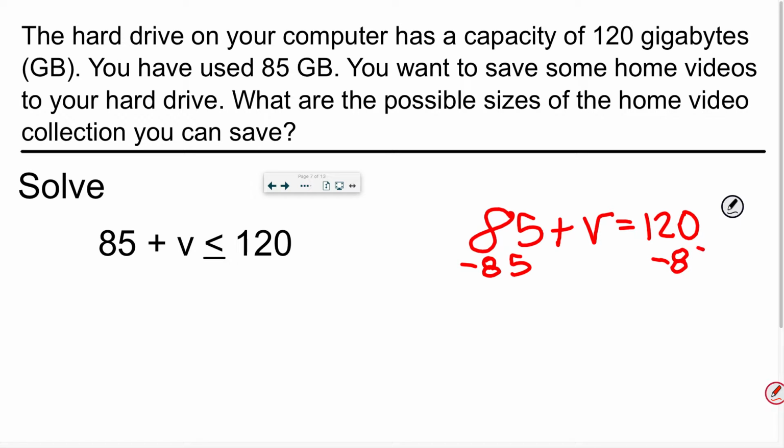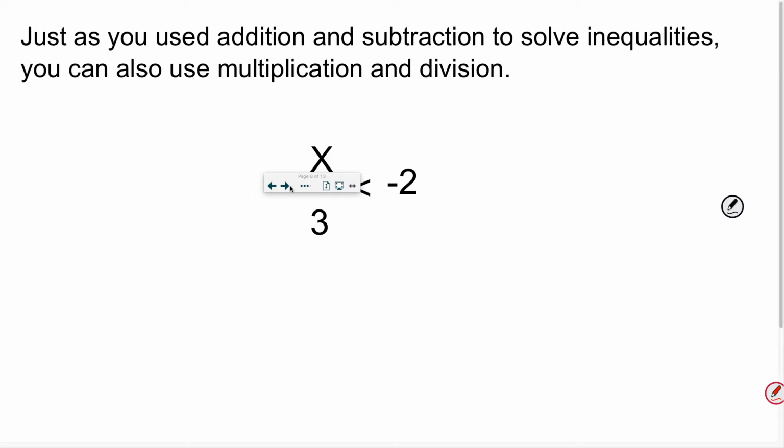So what do you think the first thing you would do to solve that would be? Good, the same thing, subtract 85. So you solve it the same way as you would solve an equation. So now we have V is less than or equal to 35. Great. So if you notice so far, we solve it the same way. There are going to be some differences between inequalities and equations that we're going to see.